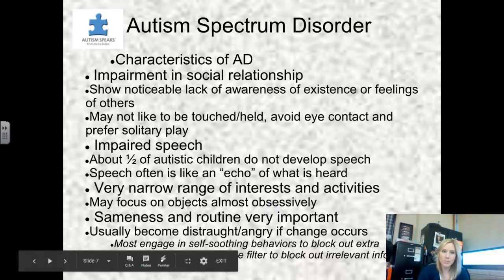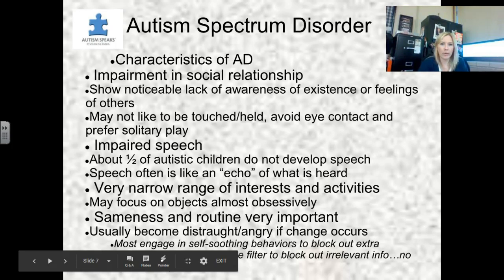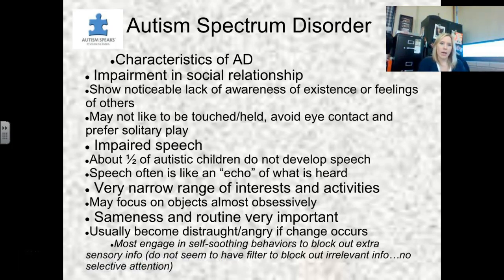When we're talking about this component of that impairment in social relationships, this is just further demonstration of those pieces. They're not very good at physical contact. They don't tend to like to be touched or held. In addition to that, avoiding of eye contact.